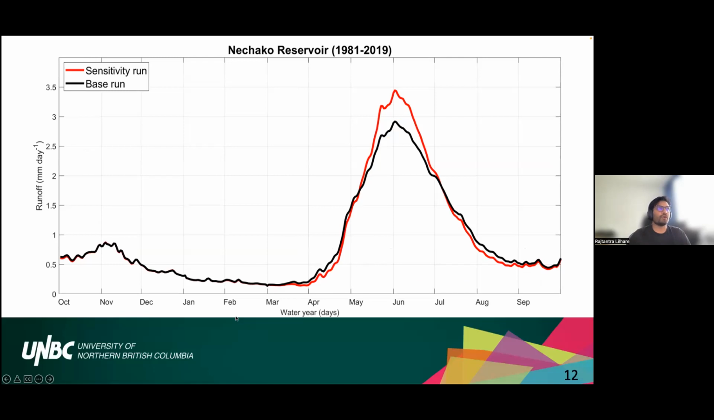This is the hydrograph of the Nachako River. The red color shows the sensitivity run and the black color shows the base run. So you can see that when we replace all the forests with grassland, we see increased flows, especially in the summertime. In the wintertime, it's similar flows, but in the summertime, we see around 2 mm per day increased runoff.